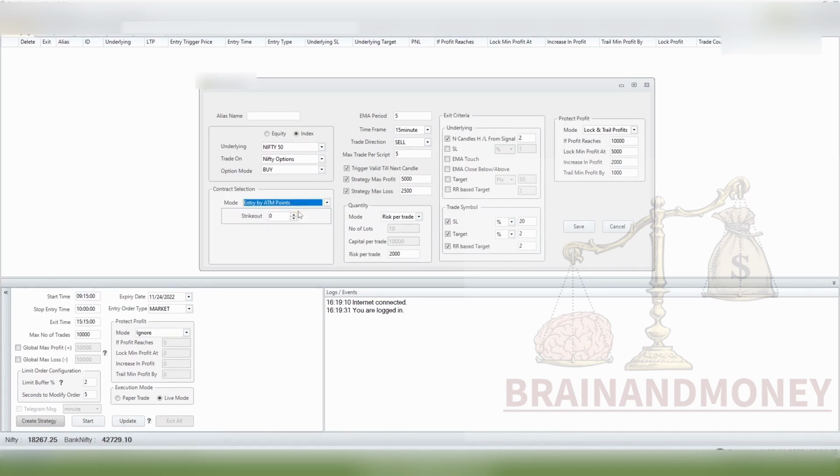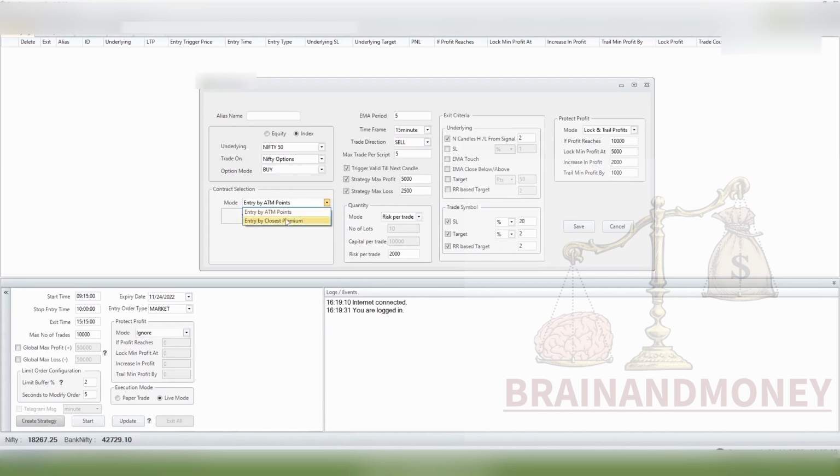So if you set the ATM point basis and if you set the strike offset as 0, then it will buy the ATM contract. If you set the strike offset as, let's say, 50, then for Nifty it will buy the option contract having the strike price 50 points away from the ATM. So one out of the money option, right? You can also keep in the money option, like if you want to buy or sell in the money option, you can do that as well.